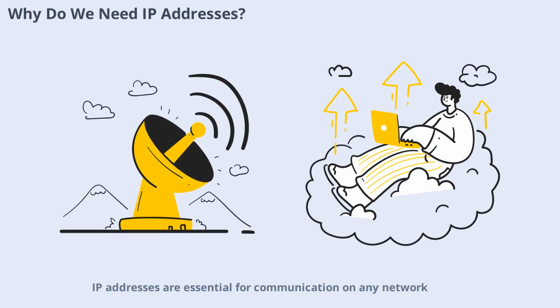IP addresses are essential for communication on any network. They allow devices to find and talk to each other, whether it's your laptop connecting to a printer or your phone accessing a website. Without IP addresses, data wouldn't know where to go and the internet would be chaos. Every time you send a message, stream a video, or browse a site, IP addresses are making sure your data gets to the right place quickly and accurately.